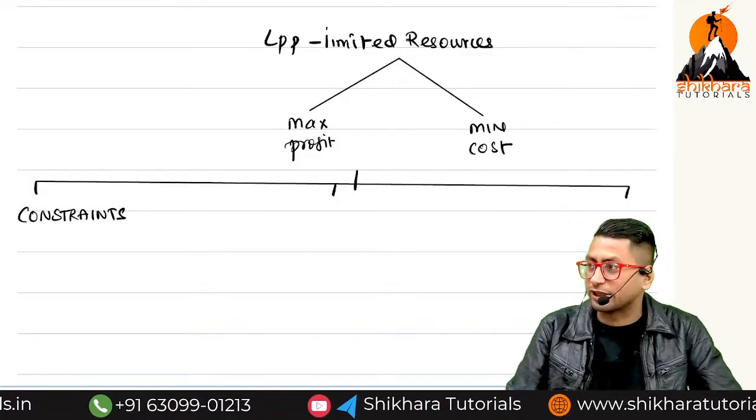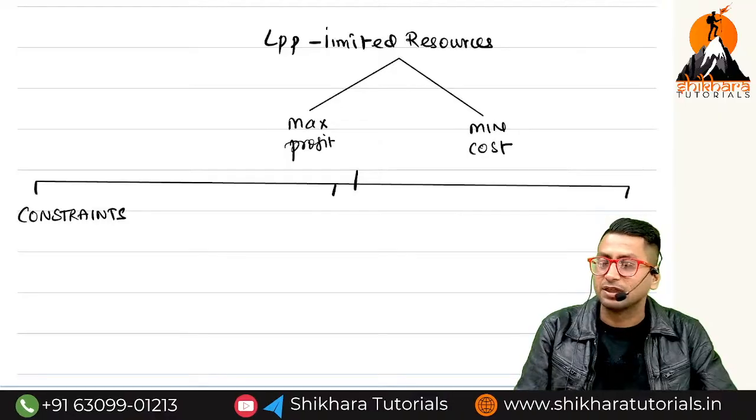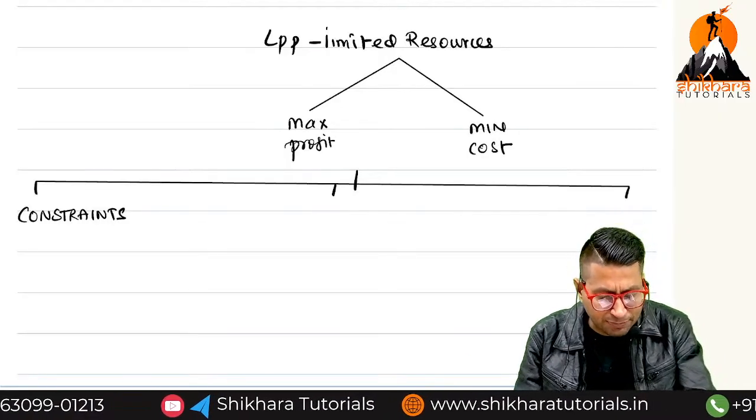What is the first thing you need to remember? Constraints. You have to identify the constraints in a LPP. Constraints means limitations. Limitations means limited resources.